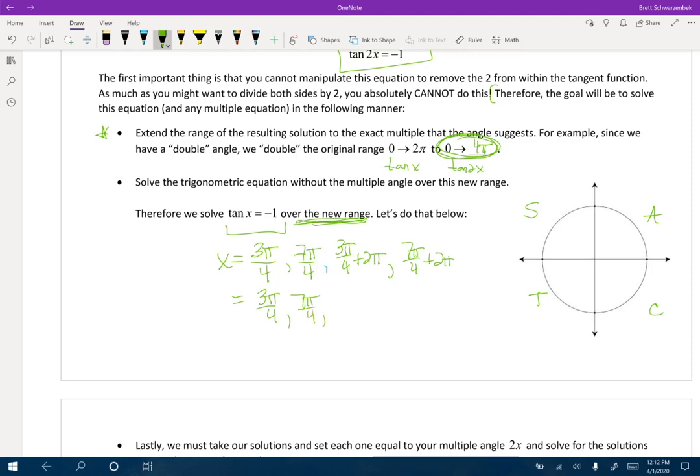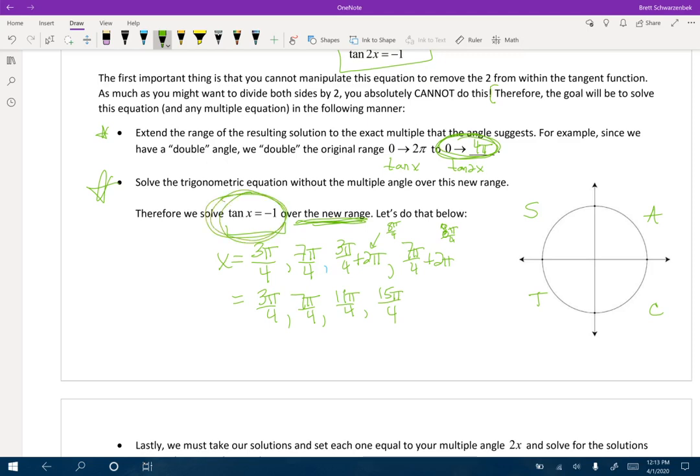Again, remember when we do common denominators here, what's 2 pi the same as? In this scenario, it's the same as 8 pi over 4. So we're going to do 3 pi over 4 plus 8 pi over 4, which is 11 pi over 4. And then again, 7 pi over 4 plus 8 pi over 4 is 15 pi over 4. Okay, just to be clear, this is part of a process, right? So these are not the solutions to the original problem. They are the solutions to this problem.